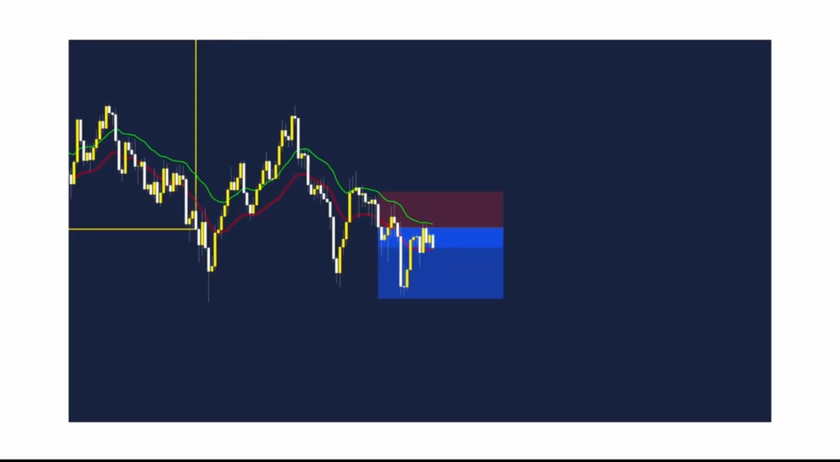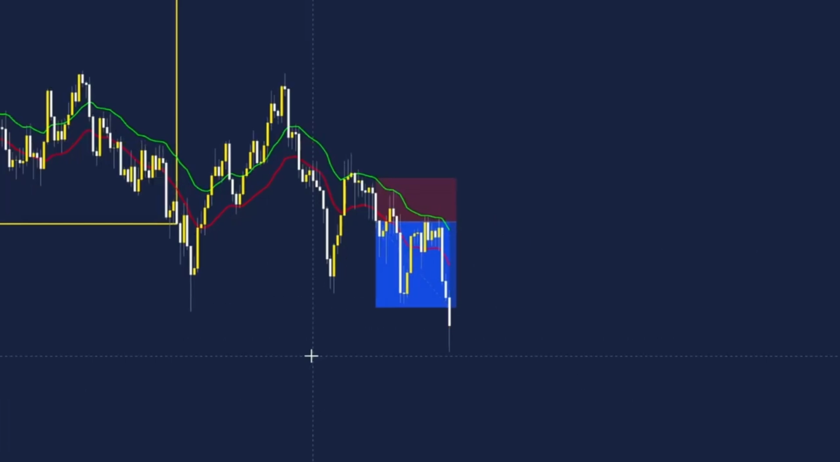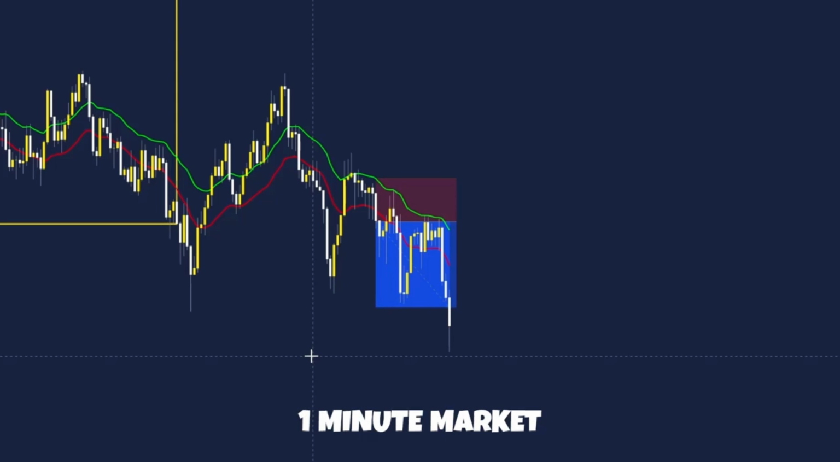Our stop loss will be placed at the green moving average line, and we will target a 2 risk to reward ratio. And that trade hit for a perfect 2% on the account. I don't recommend going over 1% risk per trade as we are trading on the lower 1 minute market.